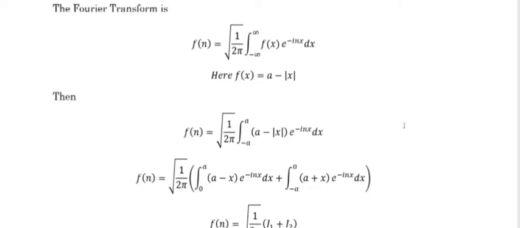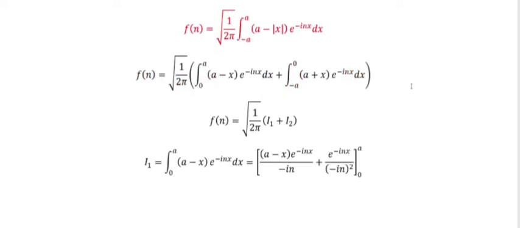For all the values of x greater than plus a and x less than minus a, the function is 0. Only in between minus a to plus a will the function have a value. So the limit, that is minus infinity to plus infinity, changes to minus a to plus a. You can see here that it becomes minus a to plus a. Now we have to integrate.